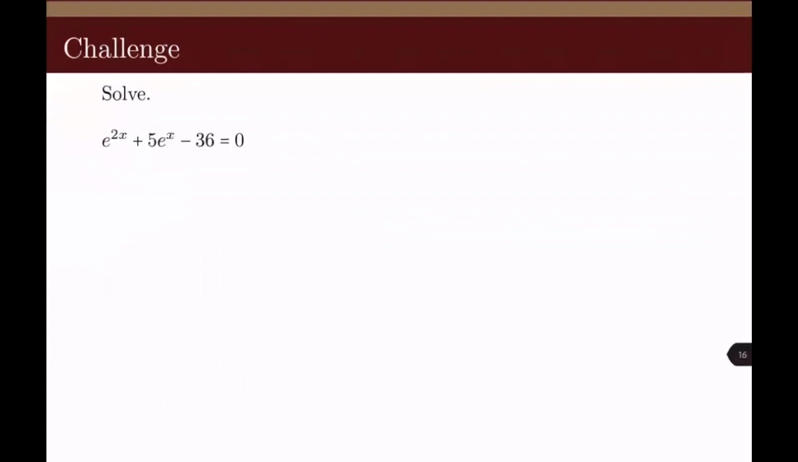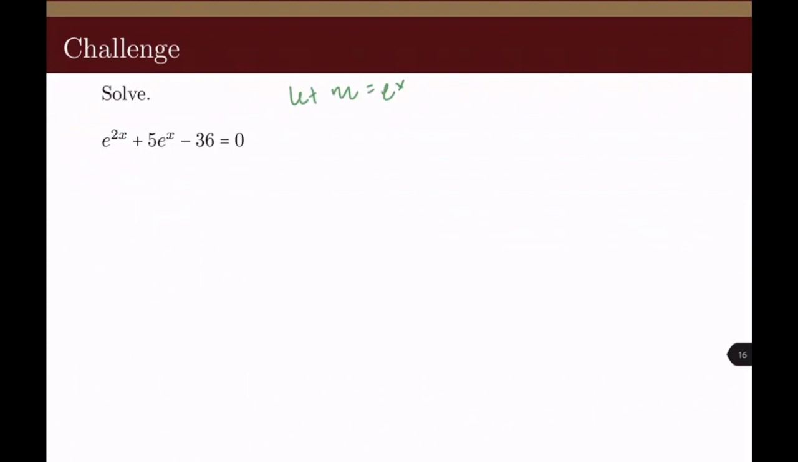A challenge problem. We love a challenge problem. So we've got e to the 2x plus 5e to the x minus 36 equals 0. So here is the trick. I'll give it to you right off the bat. You are going to say let u equal e to the x.